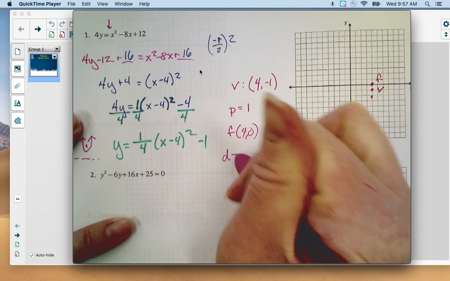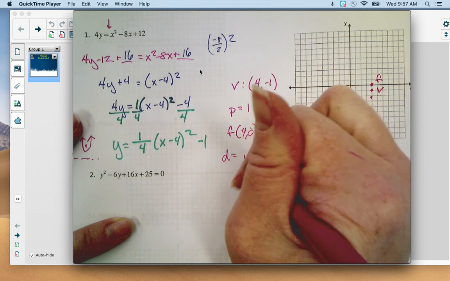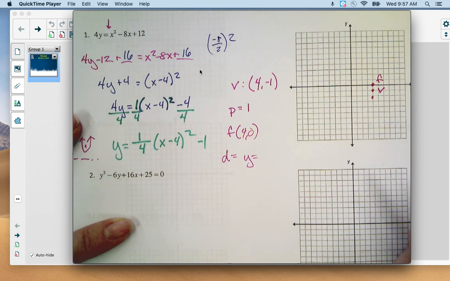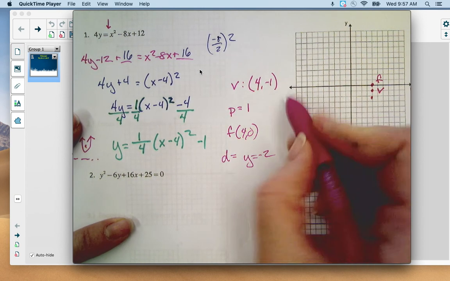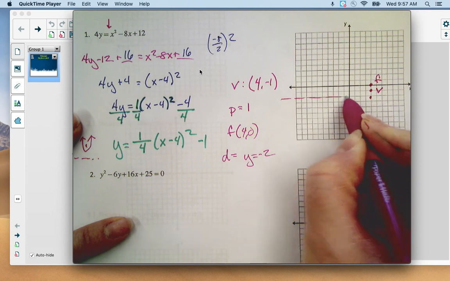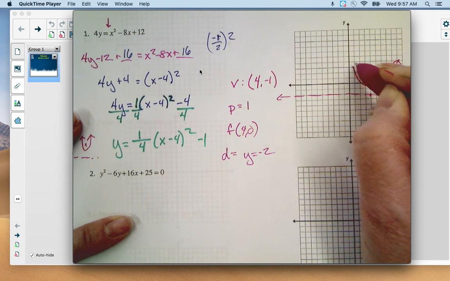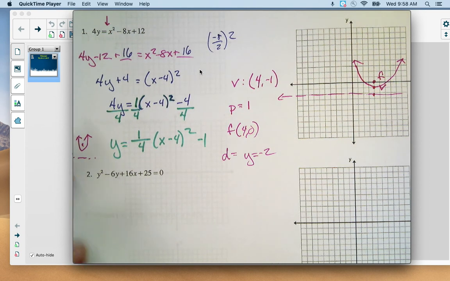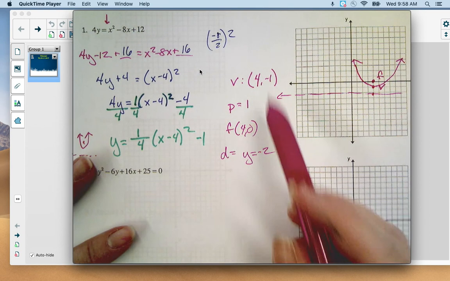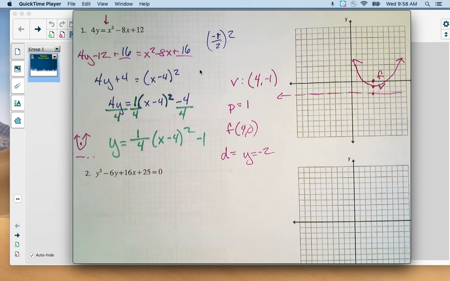And when I go down 1, I'm going to find the directrix. So y would be equal to negative 2. Please make sure you're actually sketching that parabola. If you don't draw the parabola, even if all that other information is there, I can't give you full credit. We have our vertex, we have our focal length, we have our focal point, and we have a directrix.